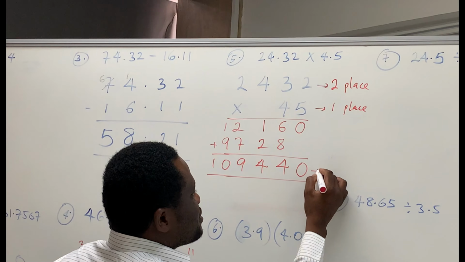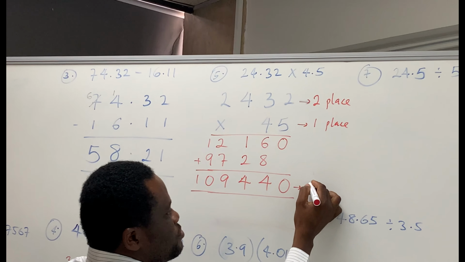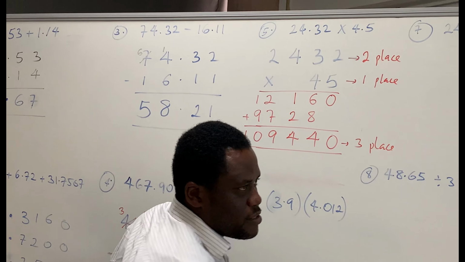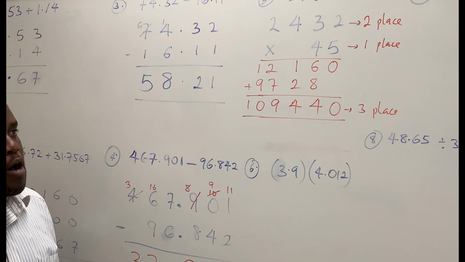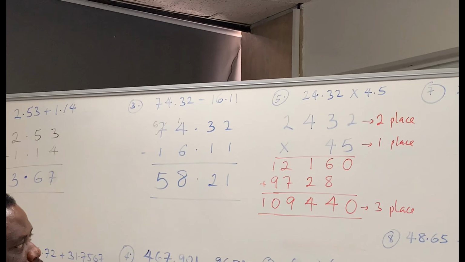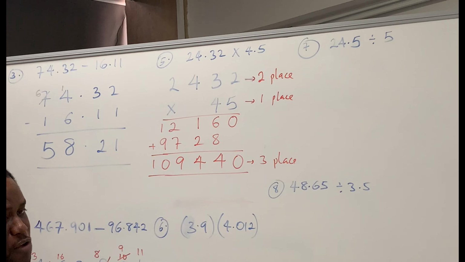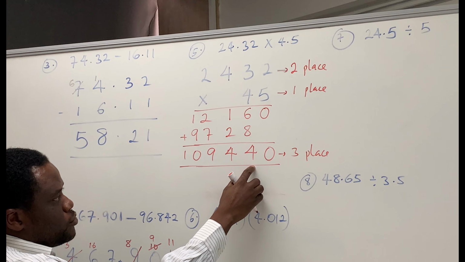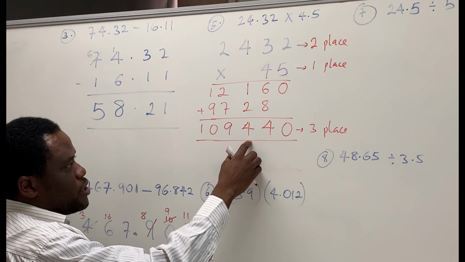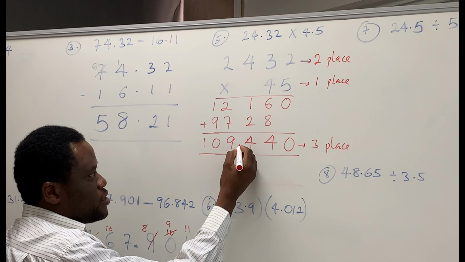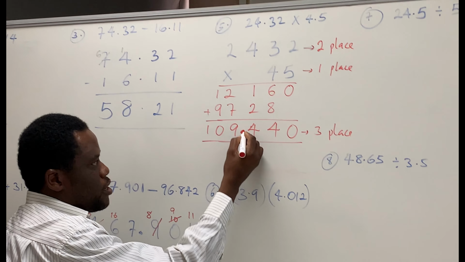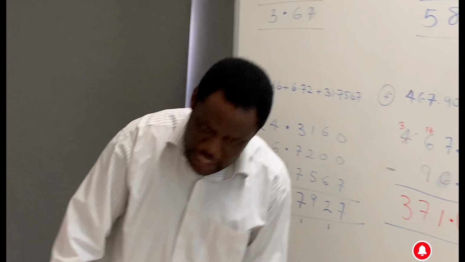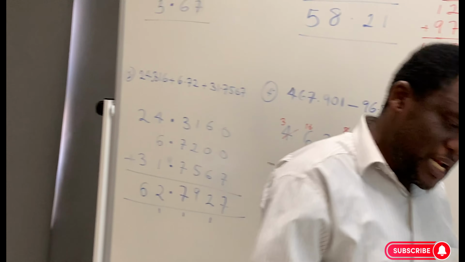The decimal place: we have 2 here, we have 1 here, which means the decimal has increased to 3 places. So we have to place our decimal now. We have 1, 2, 3, so our decimal place will be here. You see, keep the decimal, do the normal multiplication, and now add the decimal.